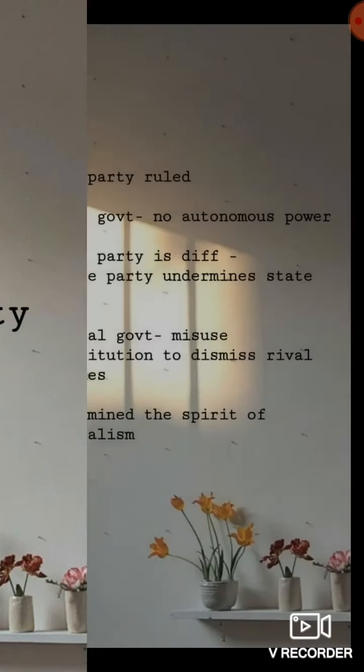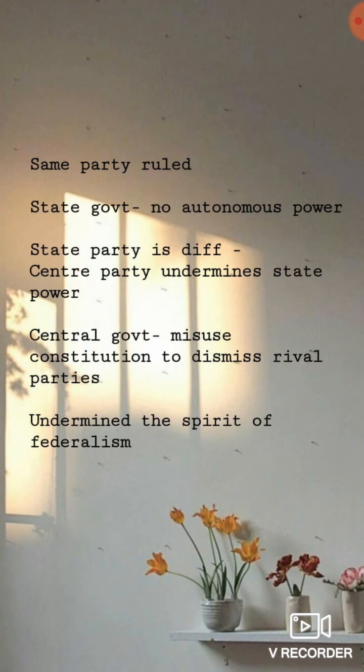And you know what? Before 1990, the same party ruled at the center as well as at the state. That means state parties were there, but they did not have any real powers. The central government could come and take away the powers from the state parties anytime. For example, if you were a state party before 1990, and your policy was against the central party's policy, then what will happen? The central party will come and take away your powers. They will dismiss your party, because the central government was misusing the powers and dismissing the rival parties.